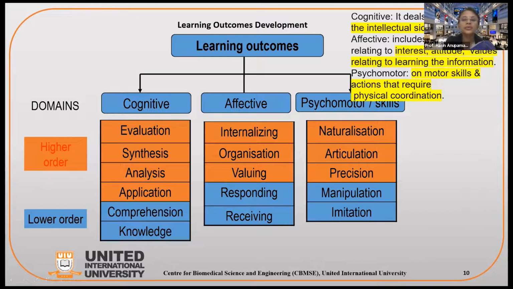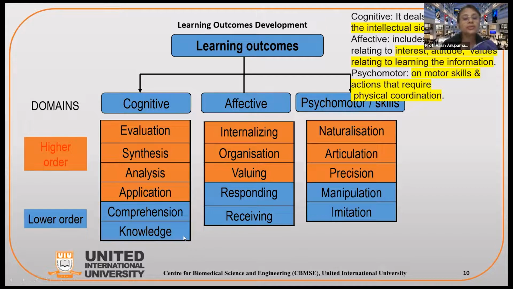So here we know the learning outcomes. Learning outcomes have different domains: cognitive, affective, and psychomotor skill. Cognitive coincides with the intellectual side of learning, affective deals with interest, attitude, and values, and psychomotor or skill is the motor skill, which is mainly related to physical coordination. In our country we are in the lower order, and we are going to move to the higher order.